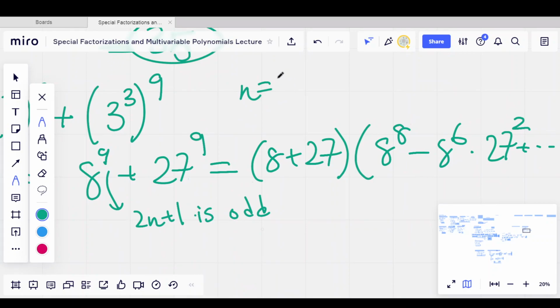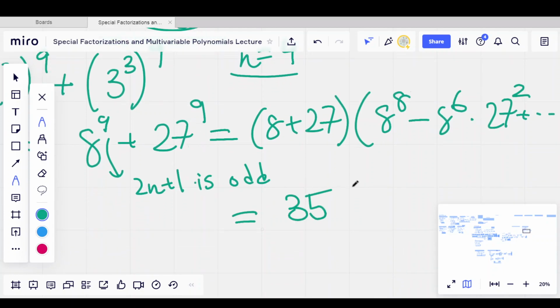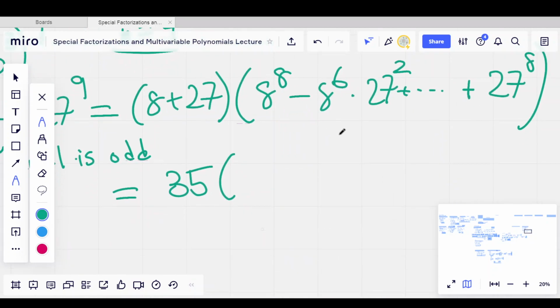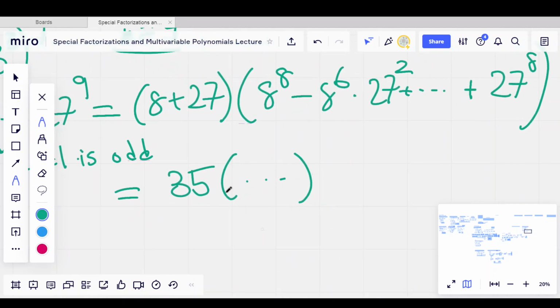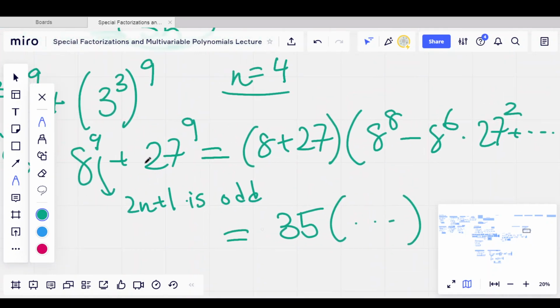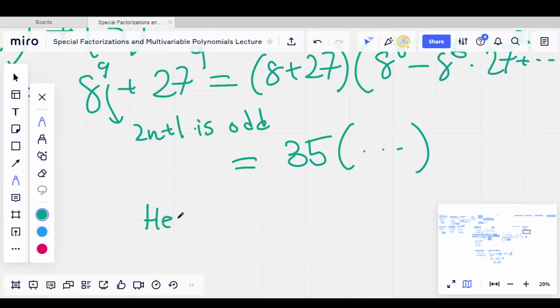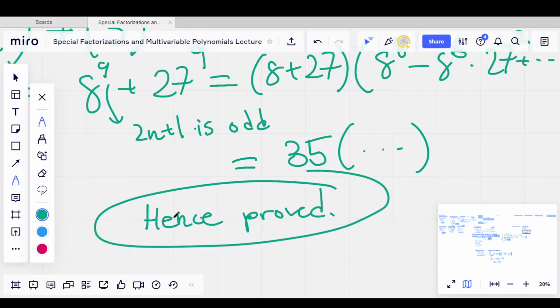So here we would have n equals 4. So this is just the n equals 4 case. Now we just have 35 times all of this big mess right over here. But this big mess is always an integer, so even if it's negative, we can conclude that our original expression is divisible by 35. So hence, we have proved the original statement. Okay? Because we have this 35 right over here. So this is just sum of our powers.